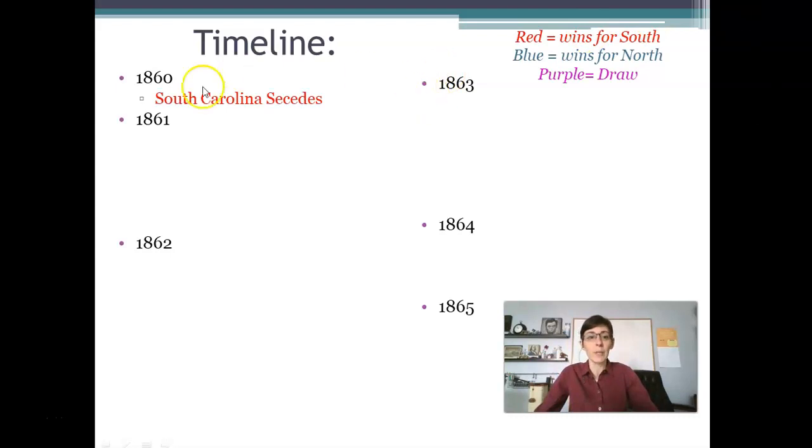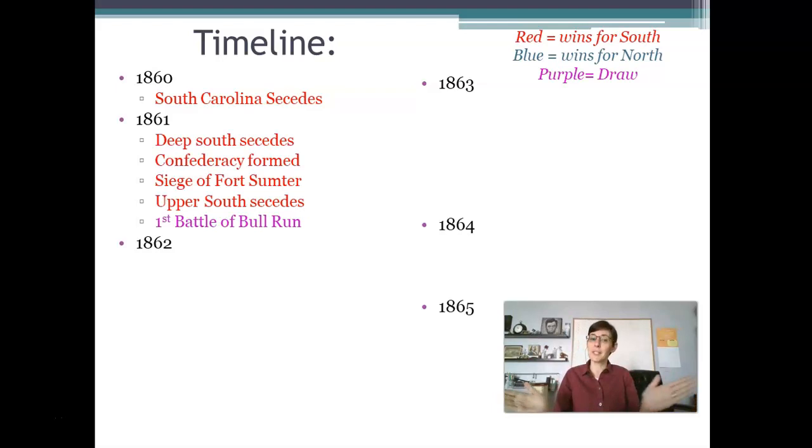Now, just before we get started, let me draw your attention to the key up here at the top right-hand corner. Red indicates wins for the South or things that benefited the South in some way. In this case, it's not a battle, but obviously South Carolina seceding from the Union is not good for the North, right? So it's either a win or it's good for that particular side. So red, wins or good for the South, blue, wins or good for the North, and purple is a draw. There are only a couple of those, but I'll talk about those in a minute.